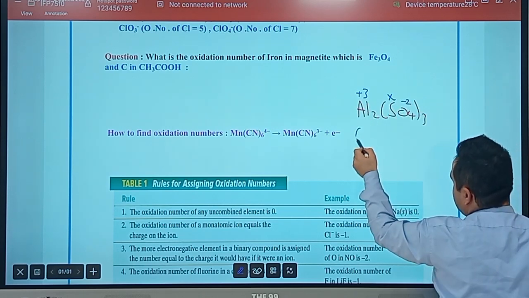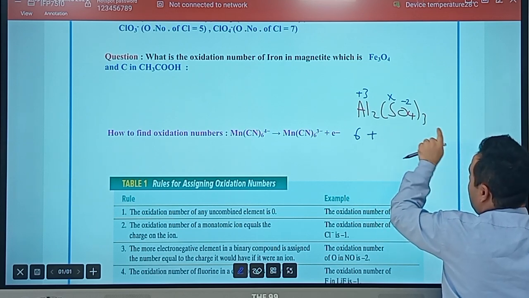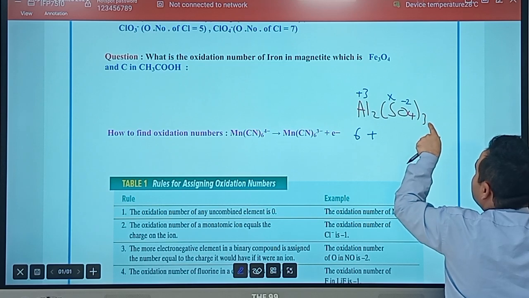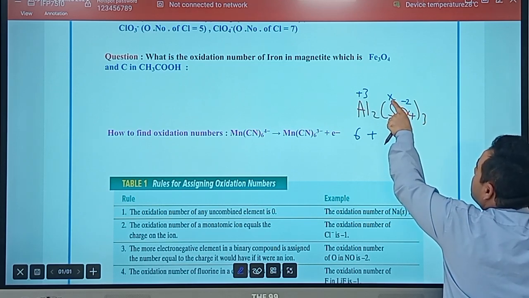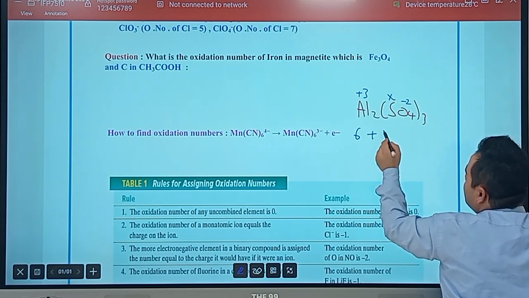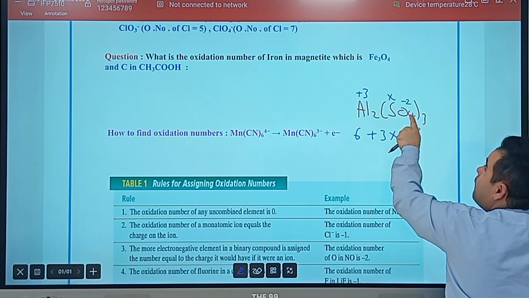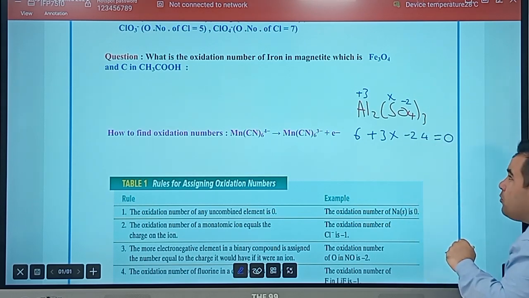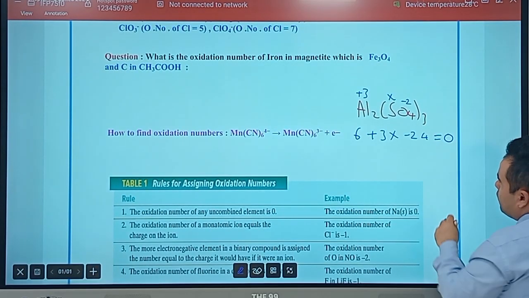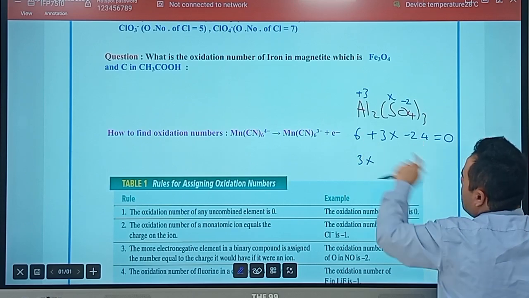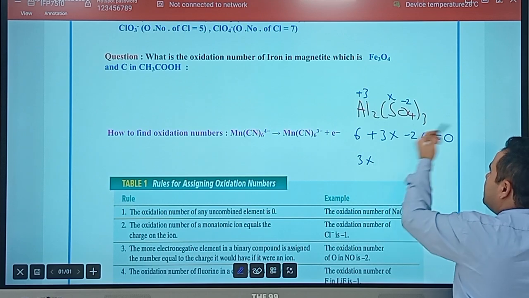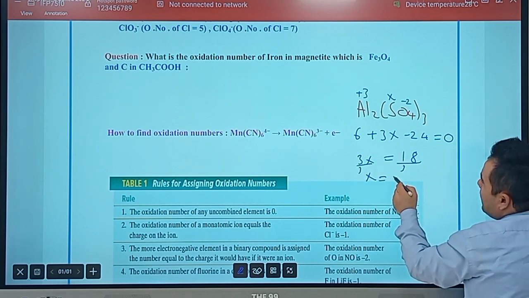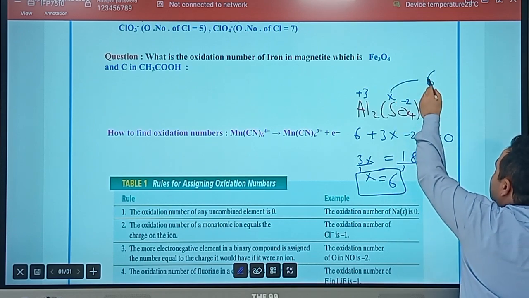Okay. 2 multiplied by 3 is positive 6, plus 3. I provide this example in order to let you know what to take into consideration. You have to consider the 3 outside the bracket, and multiply it by the oxidation numbers inside the bracket. 3 multiplied by X is plus 3X. 3 multiplied by 4 is 12. 12 multiplied by minus 2 is minus 24, and this is equal to 0. Why 0? Because we count this as a neutral compound. 3X minus 24 plus 6 is minus 18. Minus 18 taken to the other side will be 18. Therefore, X is equal to 18 divided by 3. You get 6. The oxidation number of sulfur in this case is 6.